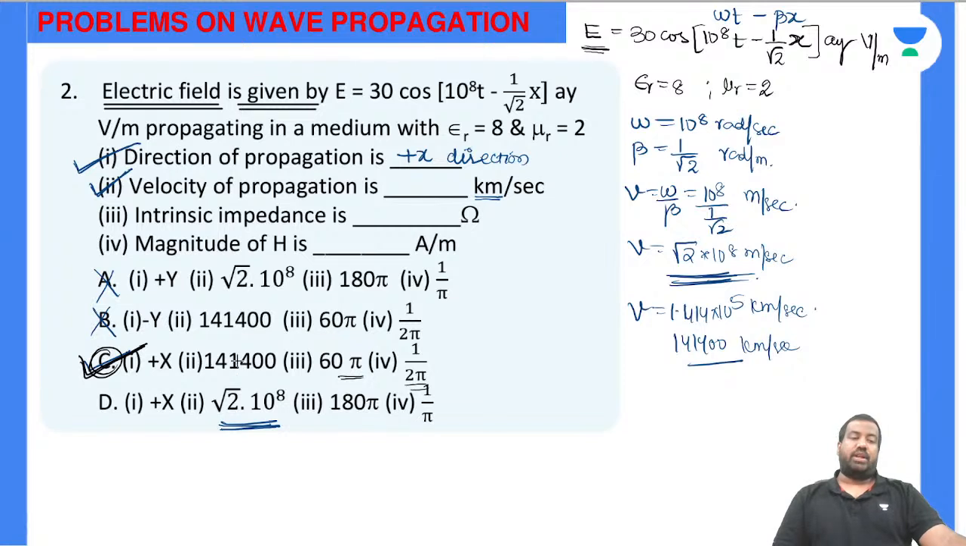You need not verify the last two because it is done already. With this combination, only one option is there. If you are very much sure, then you need not verify. For our practice sake, we will do it in the class. Intrinsic impedance. Intrinsic impedance formula: under root of mu by epsilon, which is 120 pi into under root of mu r by epsilon r.